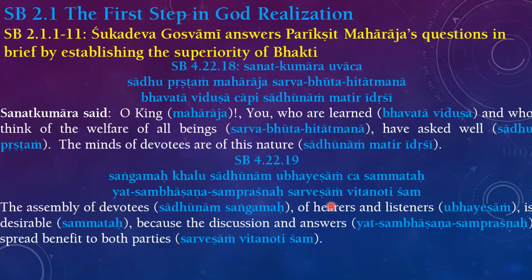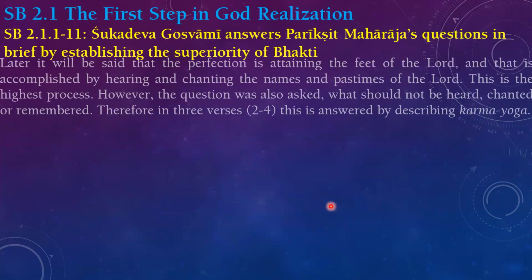When Prithu Maharaj made inquiry to the four Kumaras, Sanat Kumara said this, and he will answer for the benefit of everyone. Later it will be said that the highest perfection is attaining the feet of the Lord. The answer to what is the highest perfection is attaining the lotus feet of the Supreme Lord. And that is accomplished by hearing and chanting the names and pastimes of the Supreme Lord. What is the means of attaining the highest perfection? Chanting and hearing, which will lead to smaranam also, and other things. All four questions are answered in this chapter.